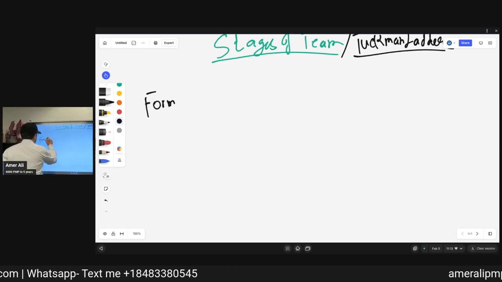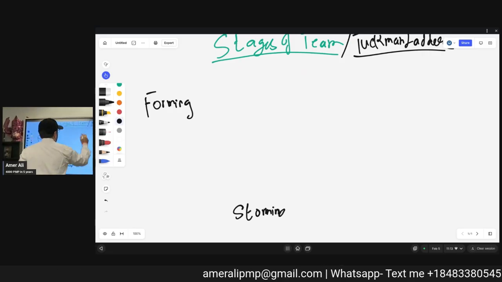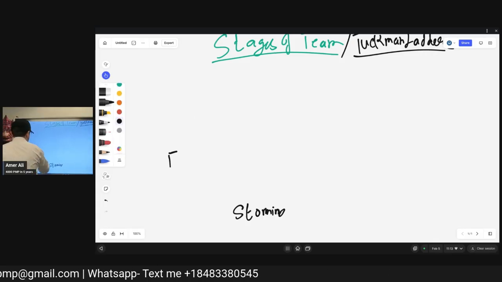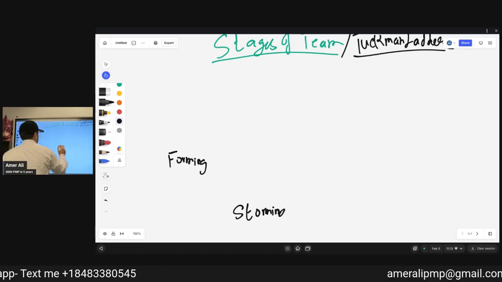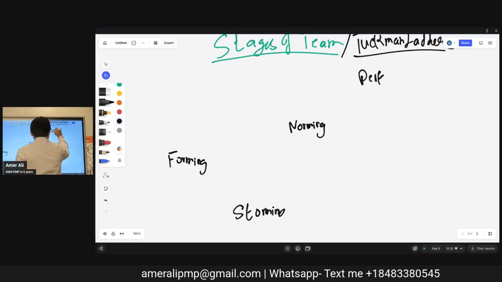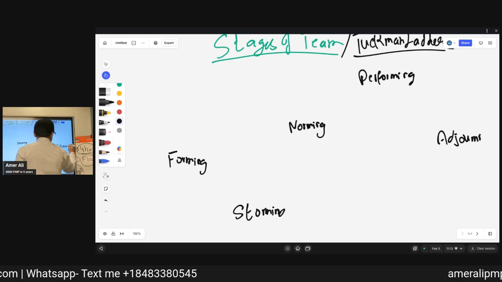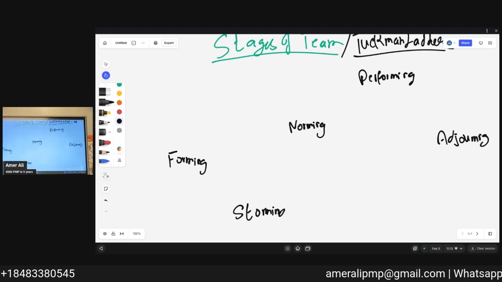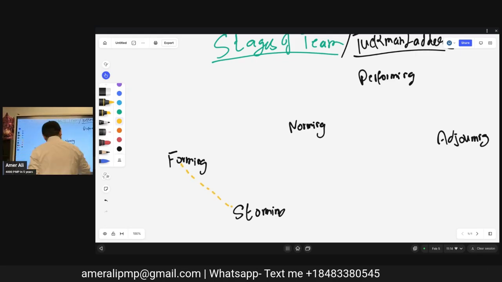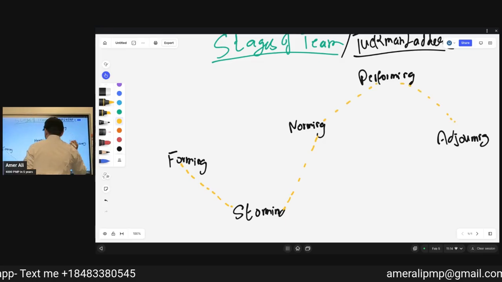Okay, stages of team. Forming, then storming, then norming, performing, and adjourning. Any team, anywhere in the world, it passes through these stages. They come at forming, then they reach to storming. What are these? I will explain you. Then norming, then performing, then finally adjourning.